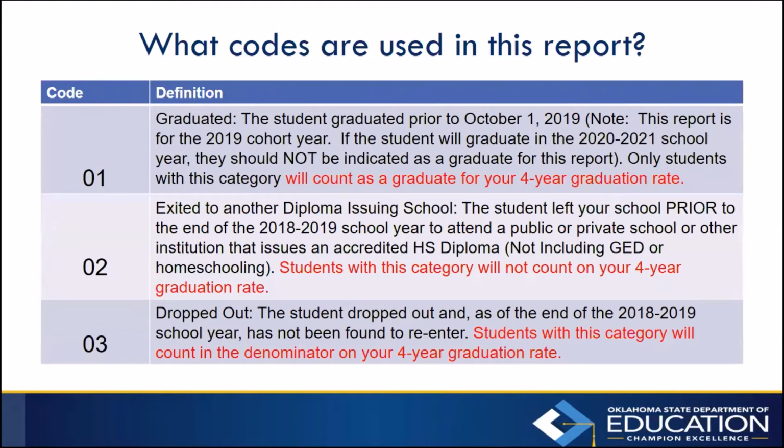The next few slides will walk through the codes that are used to populate this report and that you'll be able to edit and review when looking at this report. 01 is for graduated, and with 01 code, it will count as a graduate for your 4-year grad rate. 02 is exited to another diploma issuing school. Students with this category will not count on your 4-year grad rate. 03, students who have dropped out with this category will count in the denominator for your 4-year grad rate.